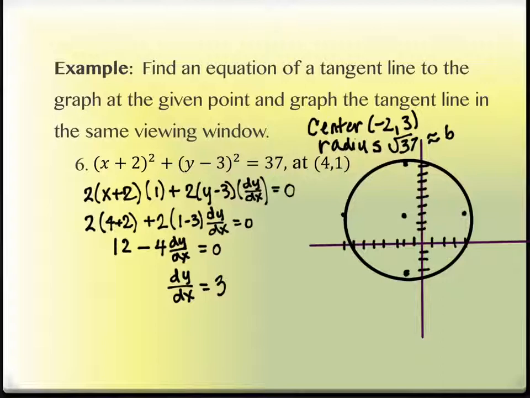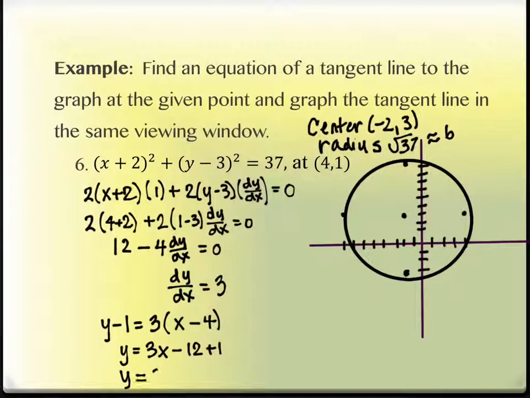I need an equation of a tangent line. So I have y minus y1, which is 1, equals m, which I just found, 3, times x minus the x value, which was 4. This is y minus 1 equals 3x minus 12, and then plus 1. So y equals 3x minus 11.